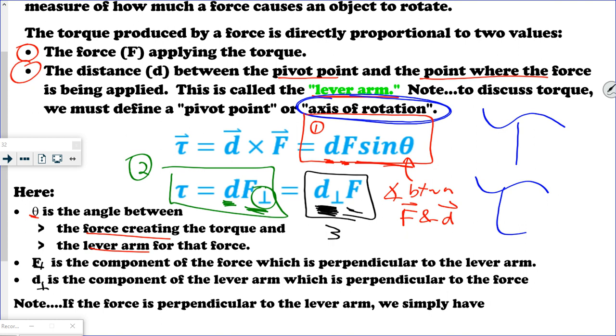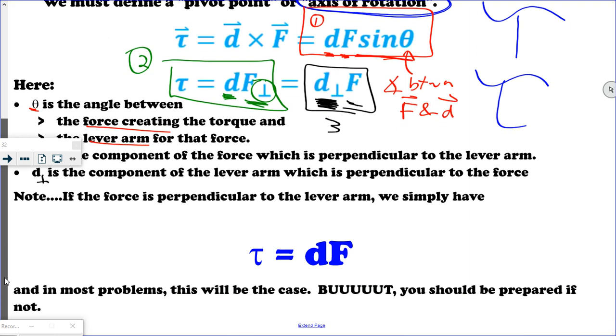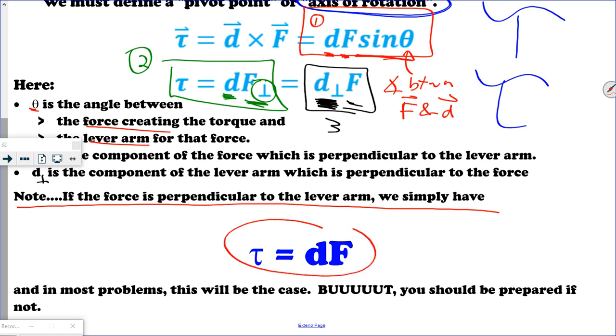All right. And also, it's worth noting that there's a shortcut here. If your force is perpendicular to your lever arm, then your theta is going to be 90, and the sine of 90 is 1. And so if the force is perpendicular to the lever arm, this is huge. It's just torque equals the length of the lever arm times the force. Okay? And to be honest, in most of our problems, that's going to be the case. But you need to be prepared if it's not, because this is an AP, and we've got to know what's going on, right?